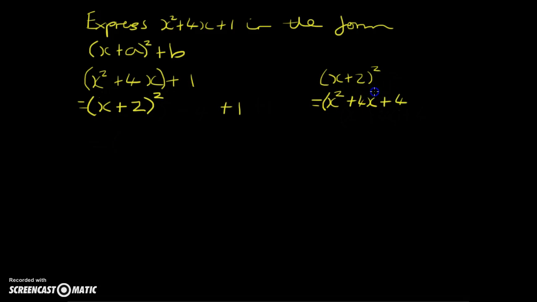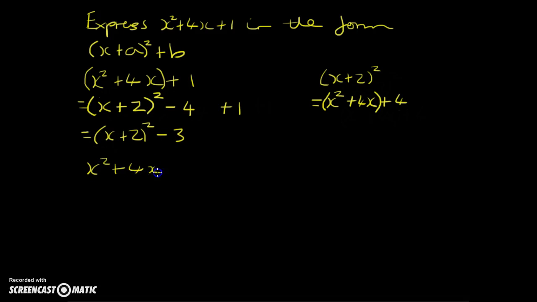But if we compare this to up here, you can see that when we expand the x plus 2 squared, we get an additional plus 4. So to make this equal to that, we have to subtract the 4. Just tidying that up, subtract 4 plus 1, we get negative 3. So it's in our completed square form: a is plus 2 and b is negative 3.